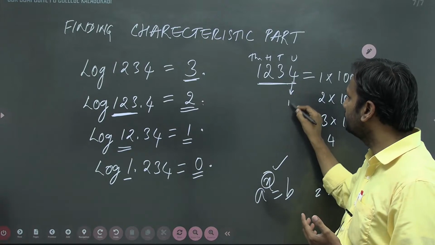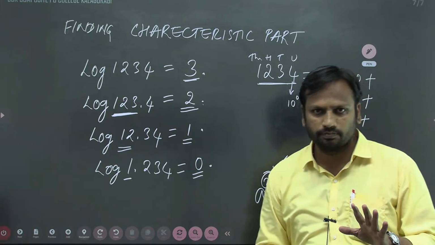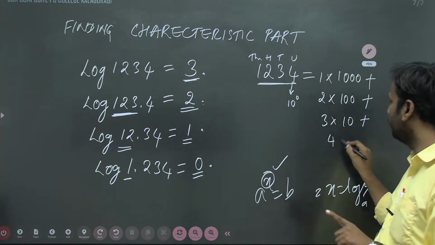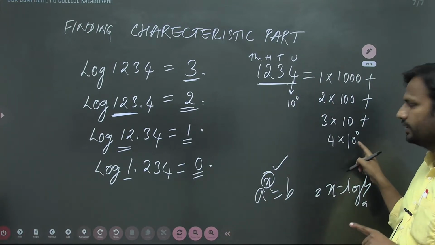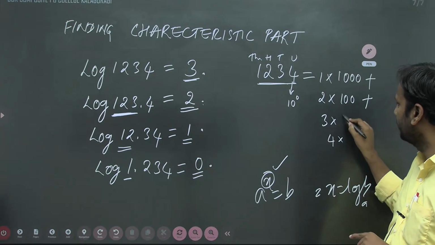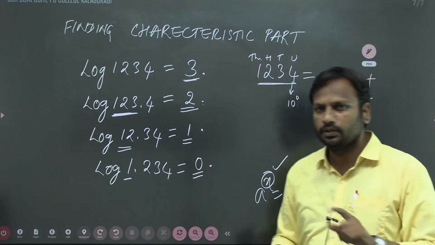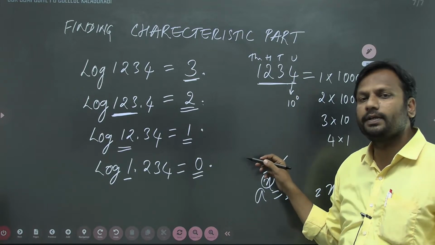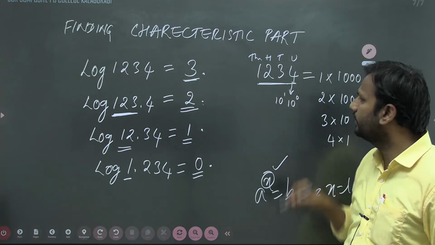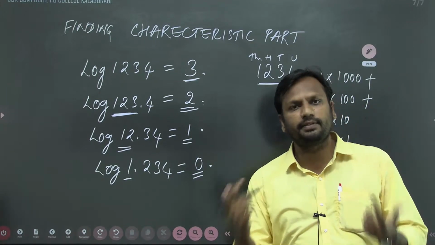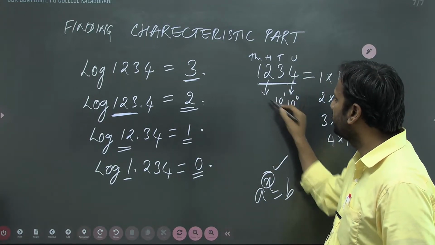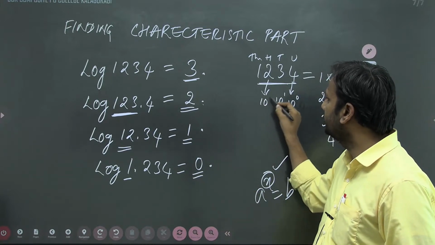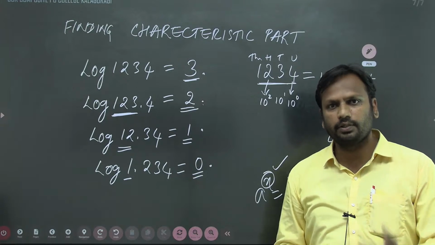See the units place. How do you express the units place, students? 10 raised to 0, that is 1. 10 raised to 0 is 1. So 4 into 1 you are saying there. Got it? Right. Next will be your tens place. How do you express the tens place? 10 raised to 1, students. 10 raised to 1 is 10. Hundreds place, how do you express it? 2 into 100. You express it in this way: 10 squared, right?